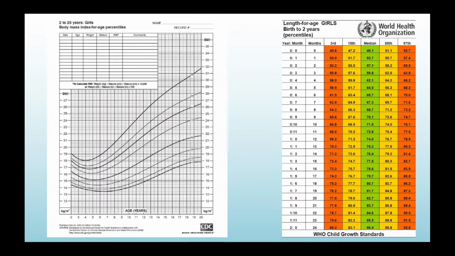Body mass index for each percentile table, and a table from birth to 2 years, length for age, for girls. You can see this different variant, but the method is the same.